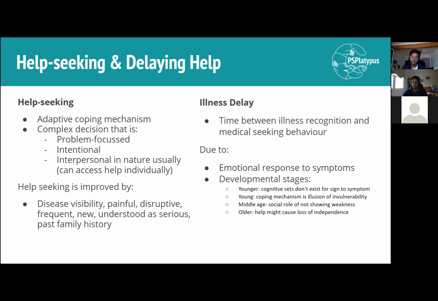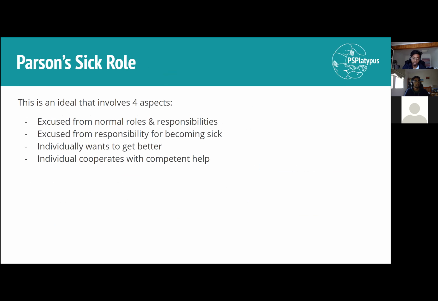And the reasons change depending on the development stage you're at. So younger people, they literally don't have the cognitive sets. So just remember, symptoms to signs is influenced by sets, which is symptom interpretation, signs to symptoms. For young people, the coping mechanism is an illusion of invulnerability, so they feel they're invincible. That's fine. Middle-aged people, it could be a social role of not showing weakness. And older people, they could believe that help might cause a loss of independence.